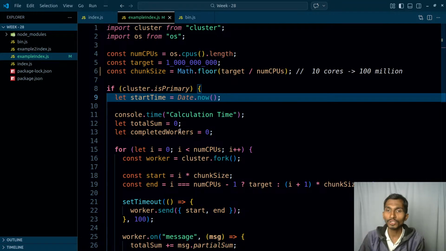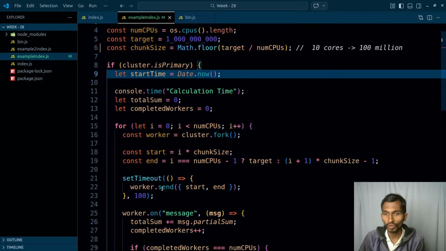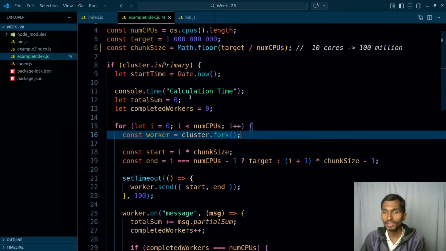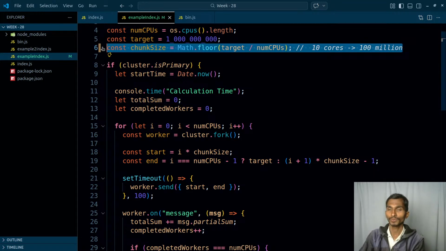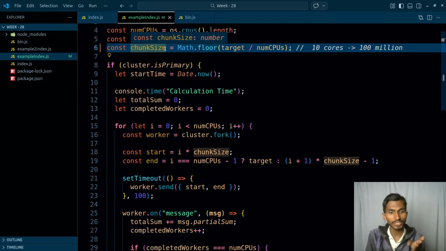Okay, and what you are actually doing is ultimately forking the cluster, in the sense this file will run again, and once this file runs again, as per that, a chunk is given to that particular thread, and once that thread gets the starting point and the ending point, it will calculate the sum, it will give you the sum, and at the end you will gather all the sums and then return the sum.